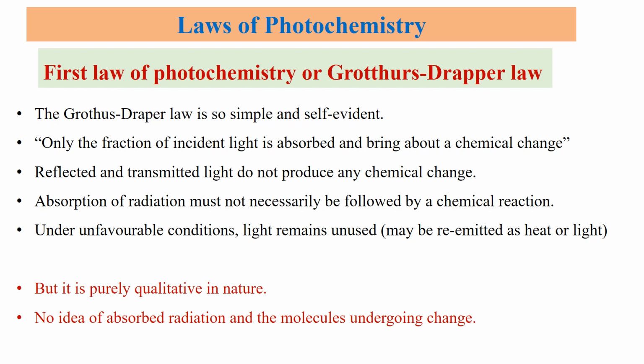There are two laws. The first law of photochemistry is the Grotthus-Draper law. This law is very simple and self-evident. It states that only the fraction of incident light that is absorbed can bring about a chemical change. That is, the other fractions of light which are reflected or transmitted do not produce any chemical change.